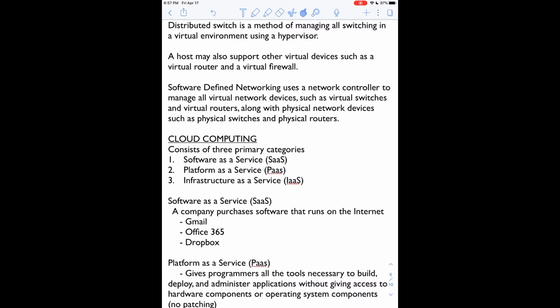Software-defined networking, or SDN, I should have had that out there, I'm sorry. SDN uses a network controller to manage all your virtual devices along with your physical network devices. So software-defined networking controls servers, switches, routers, and also can help manage the logical devices.